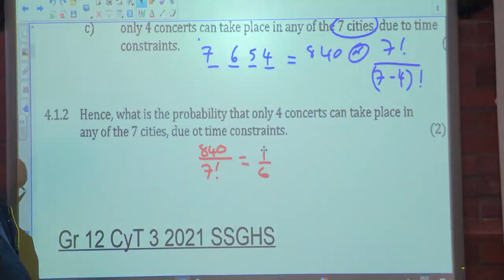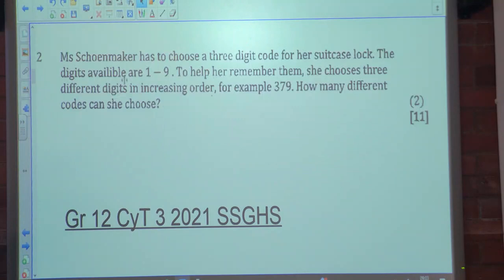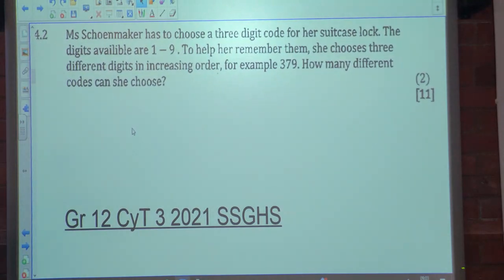Right. Let's look at the last question. A shoemaker has to choose a 3-digit code for a suitcase lock. The digits available are 1 to 9. To help her remember them, she chose 3 different digits in increasing order. For example, 3, 7, 9. How many different codes can she choose?